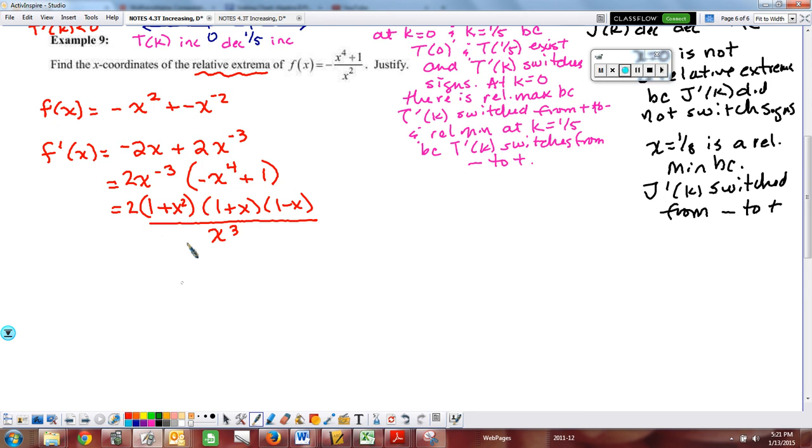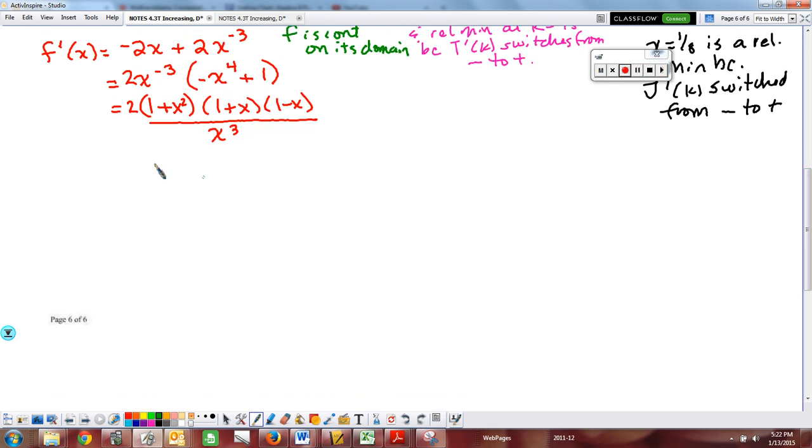Now before I go any farther, let's talk about domain over here. Our domain is going to be negative infinity to 0, 0 to infinity. So f of 0 is undefined on this. That's something to keep in mind, that 0 cannot be a candidate for relative extrema because it's not in the domain. And this function f is continuous on its domain. If you remember, that just basically means this interval is continuous, that interval is continuous. The point of discontinuity is at x equal to 0.